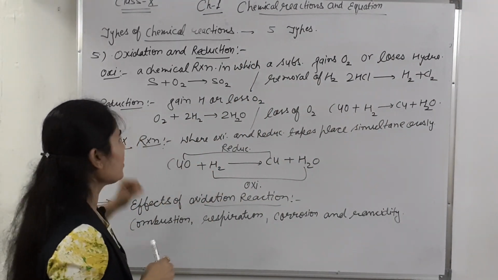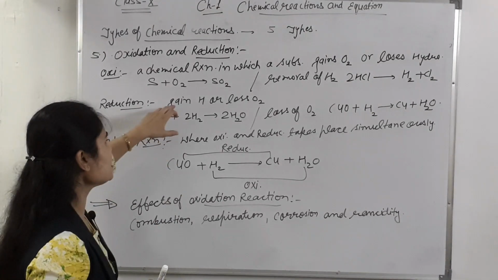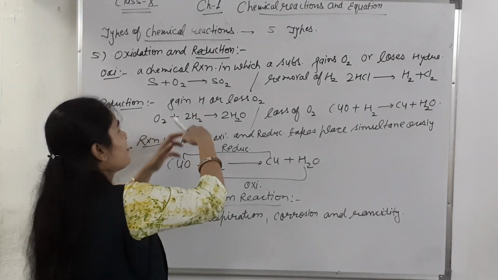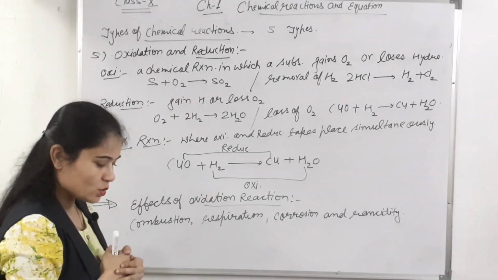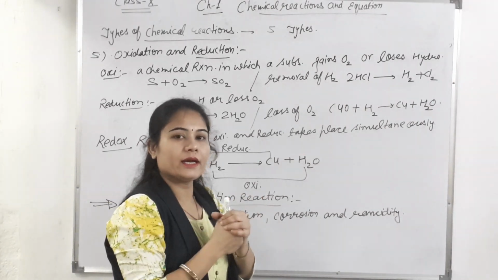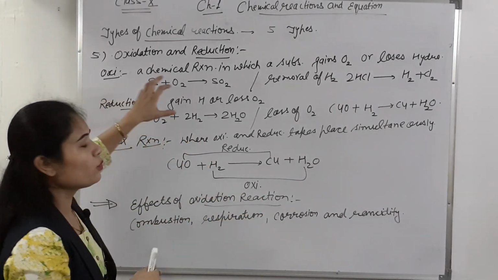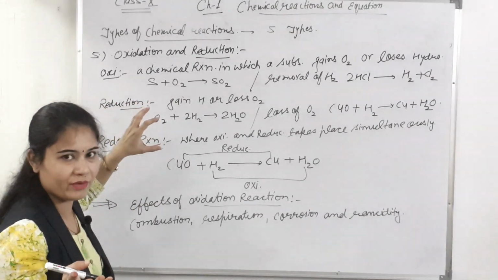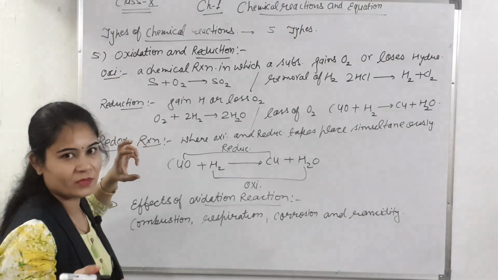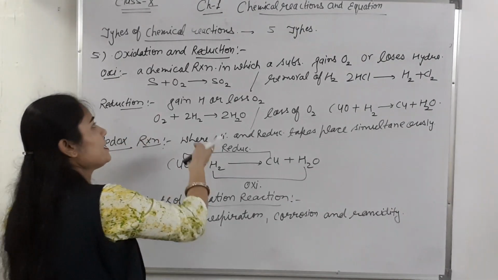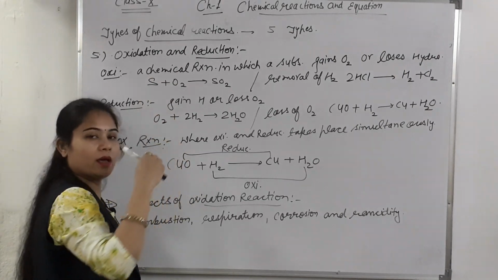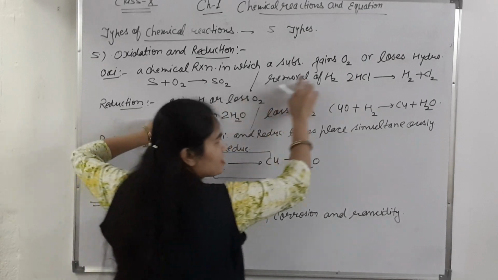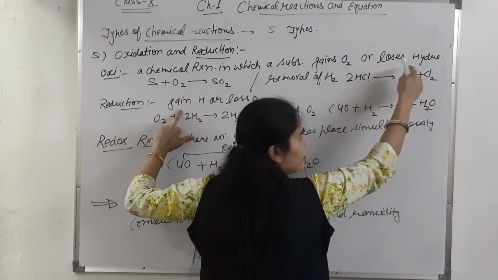The second one is reduction. That means gain of hydrogen or loss of oxygen. That means this is the reverse of oxidation. So we have a rough idea. It is important to learn any one type of reaction: you have to revise oxidation, or revise reduction, and after that you reverse the reaction. That means this is oxidation and then reduction. Gain of hydrogen is the reverse of this one, which we have already written over here.